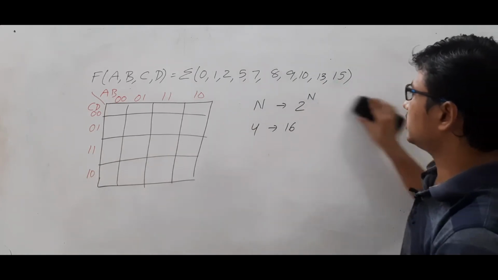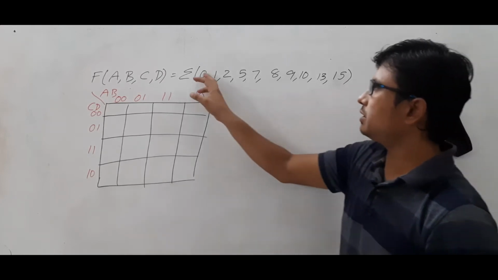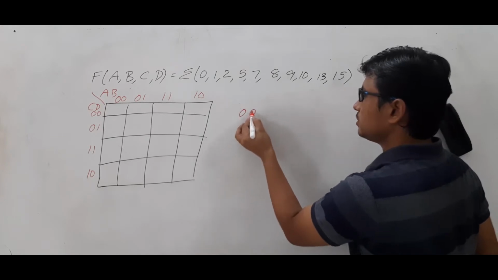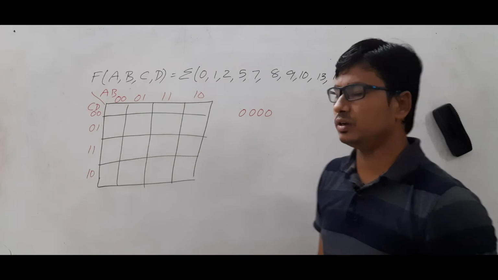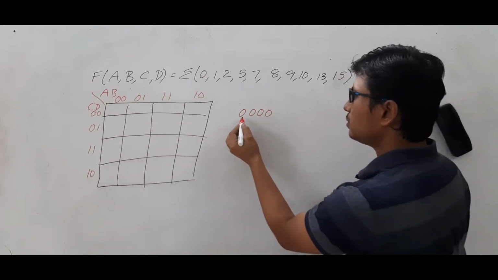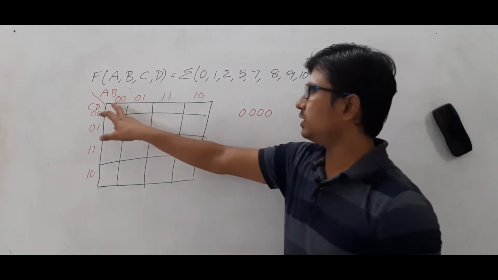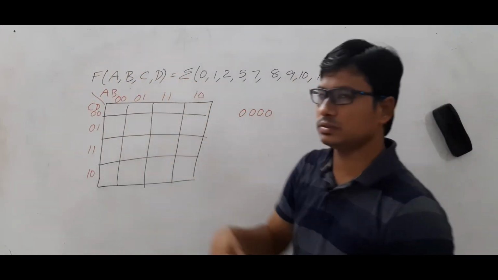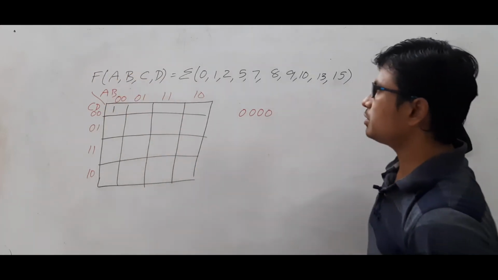Now let me keep the min terms in the K-map. Now how to keep it? The first min term is 0. So 0 is nothing but 0 0 0 0. Why have I taken 4 bits? Because you have 4 Boolean variables. Now 0 0 0 0, where should I keep it? First we need to see the AB, then CD. So 0 0 0 0 is this location. Are you able to understand?